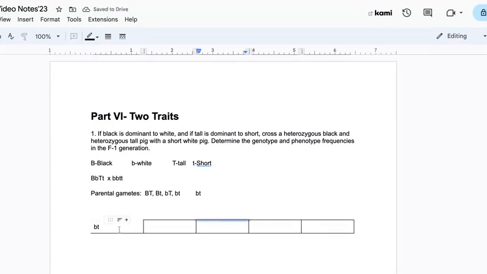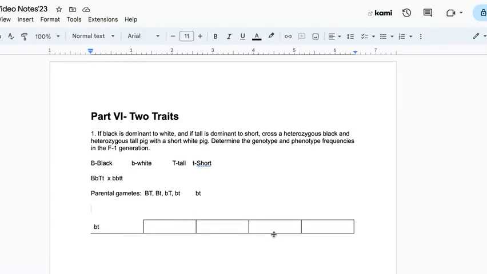So we have little b, little t on one side, and then we can put the other parent's gametes on top. Big B, big T. Okay, you can also have big B, little t, and little b, big T, and little b, little t. And then you would just fill them in. If you have a capital letter, you would put that one first. You keep the B's together and you keep the T's together. Okay. And so we get, I'm just filling it out.